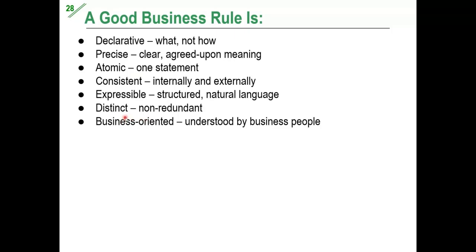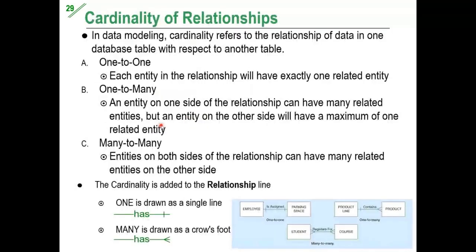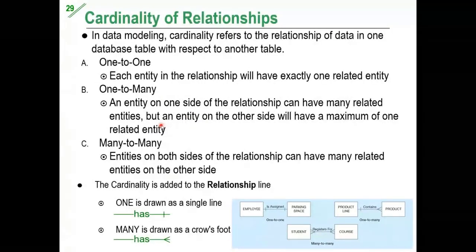Distinct, non-redundant, it has to be distinct, you can't be redundant. Any information contained in the business rules has to be very specific. That is what we mean by that. And then any rule that you generate, write or implement has to be business oriented, business focused. Okay? That is another characteristic. Right, that is one important thing.